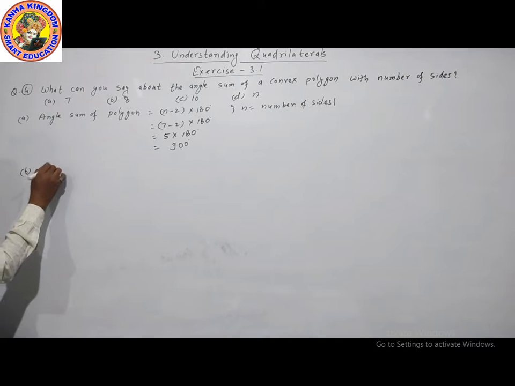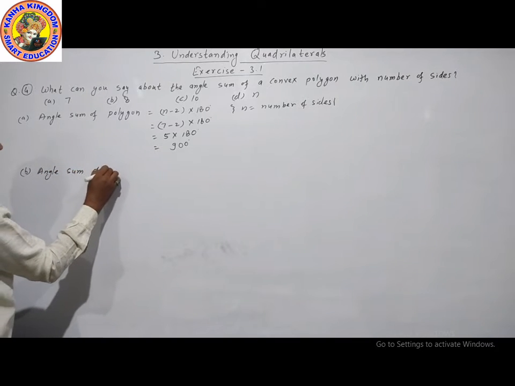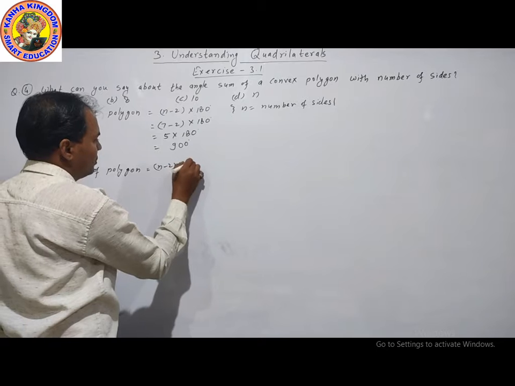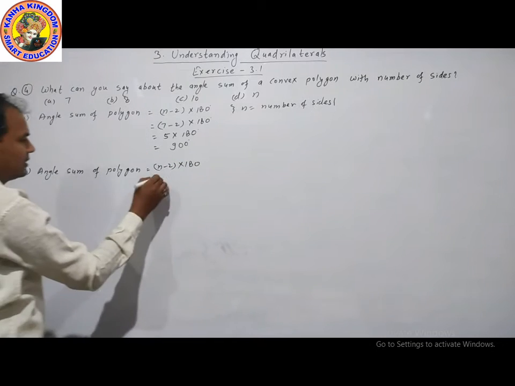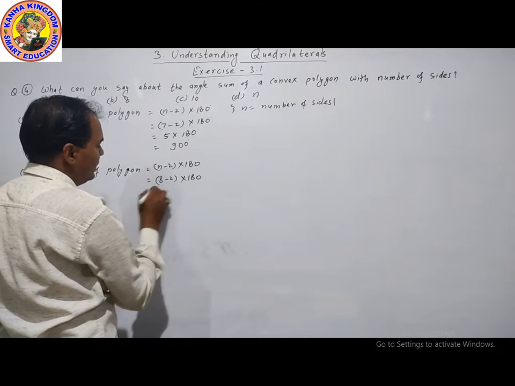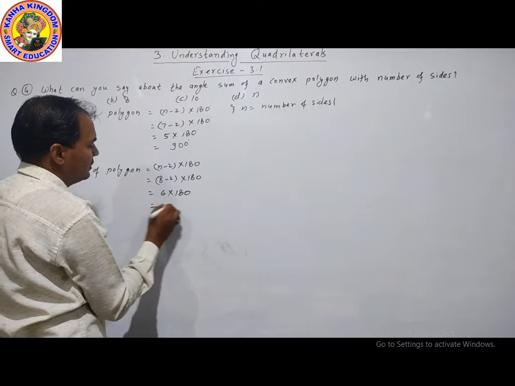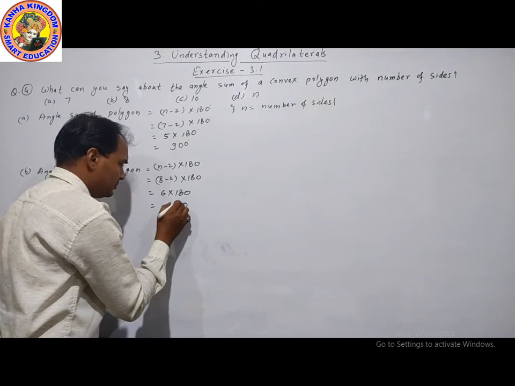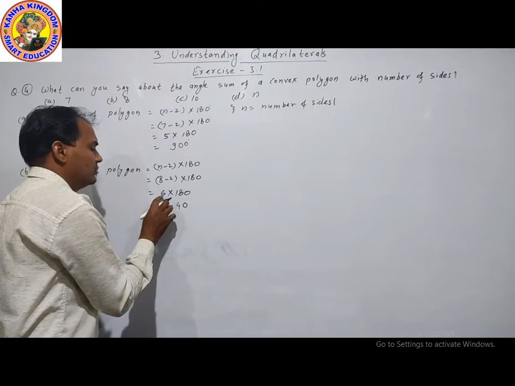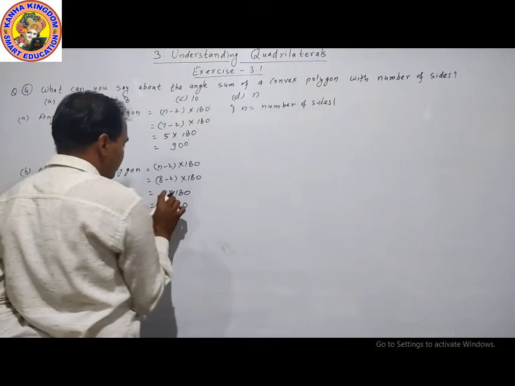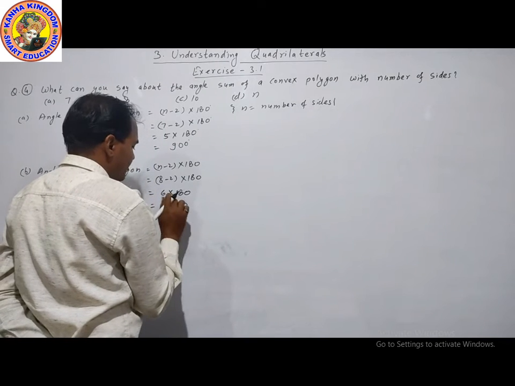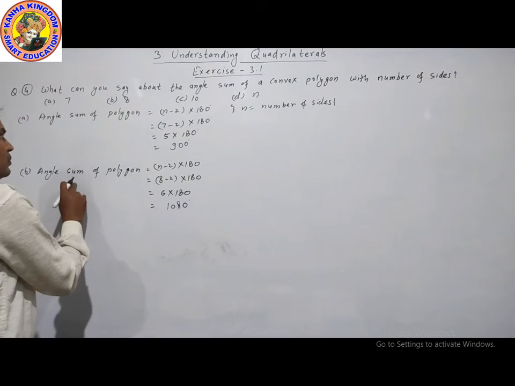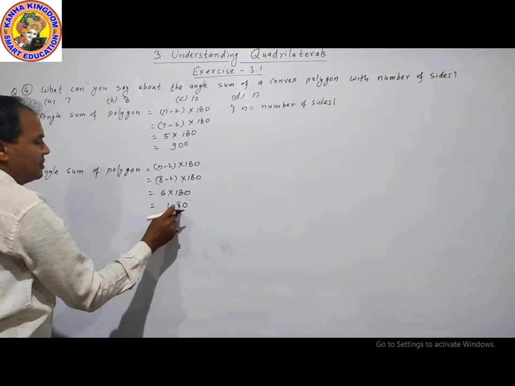Part B. The angle sum of a polygon is equal to (n minus 2) into 180, n is 8. 8 minus 2 into 180, 6 into 180. 6 times 5 is 30, 6 times 8 is 48, 48 plus 30, so the angle sum of a polygon having 8 sides is 1080.